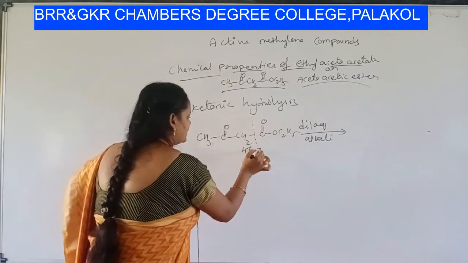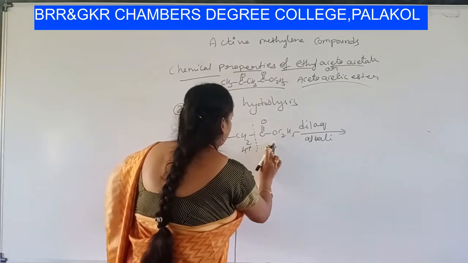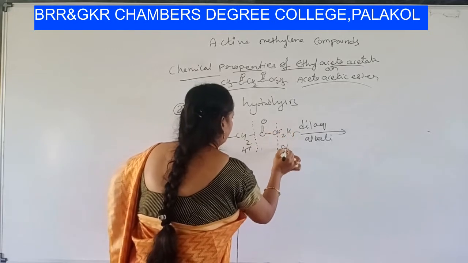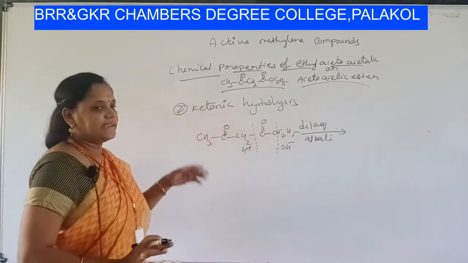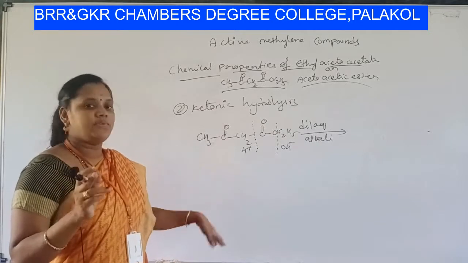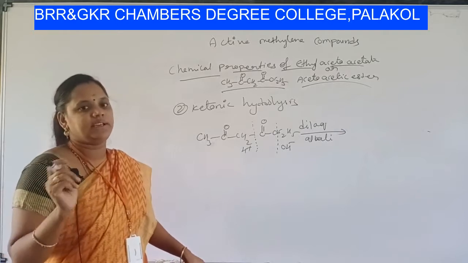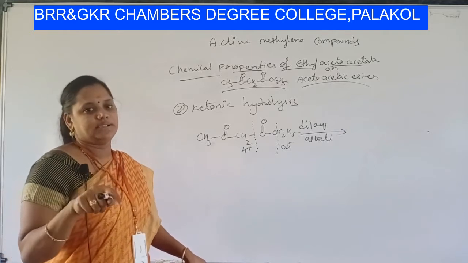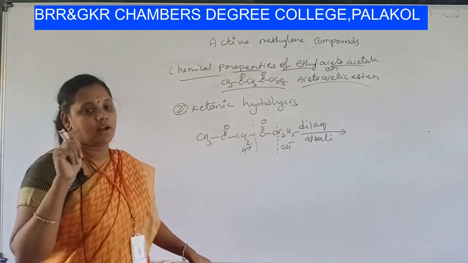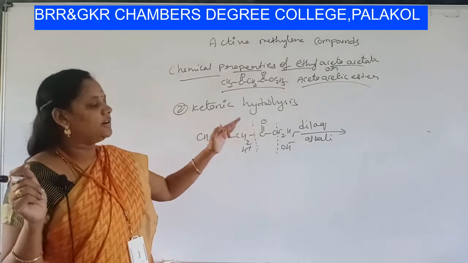You will add H plus, OH minus here. H plus, and in this case the bond is cleaved here. We will add OH minus here. In acidic hydrolysis, we have added 2 water molecules, but in this case, we will add only 1 water molecule. So please remember the difference between acidic hydrolysis and ketonic hydrolysis. Acidic hydrolysis is carried out in the presence of concentrated alcoholic alkali, but ketonic hydrolysis is carried out in the presence of dilute aqueous alkali.